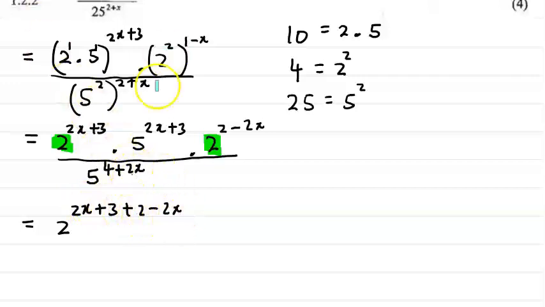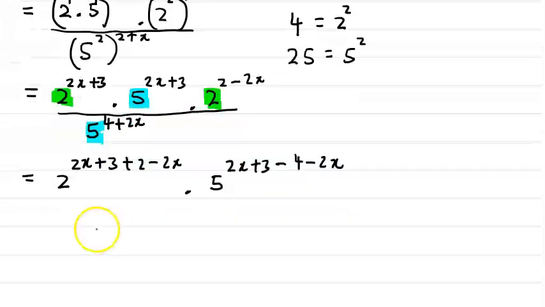Here, I've got base 5 and base 5, right? But don't forget now, I'm dividing, so I'm going to subtract the indices. So that's going to be times 5 to the 2x plus 3, minus 2x plus 3. Because I'm subtracting the indices, I'm just going to change the signs down here. So that's going to be minus 4 and minus 2x. So now let's simplify. What am I left with?